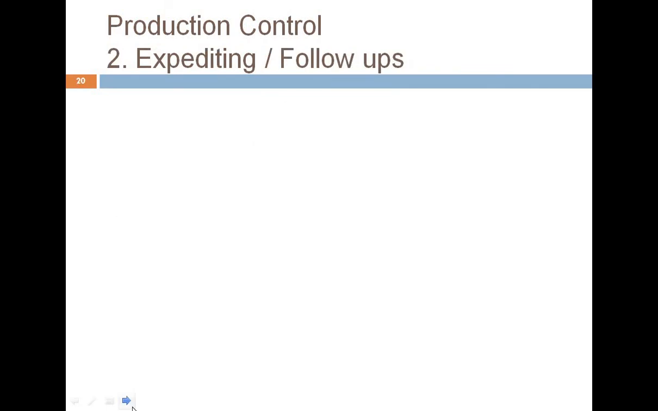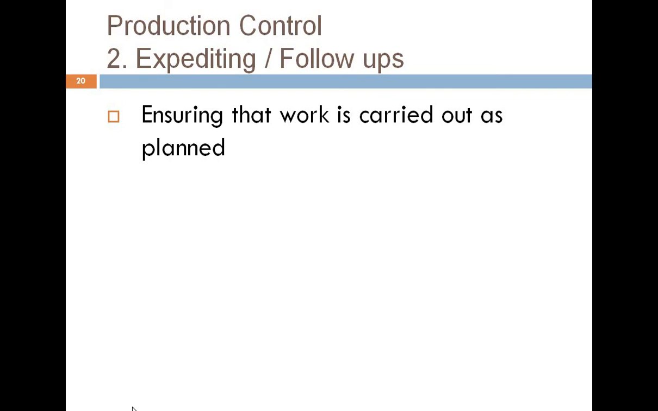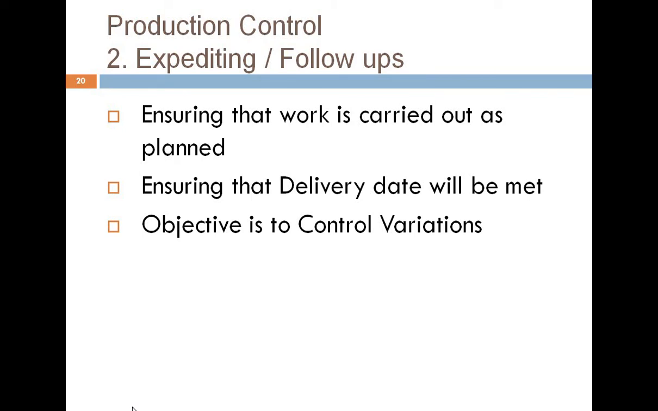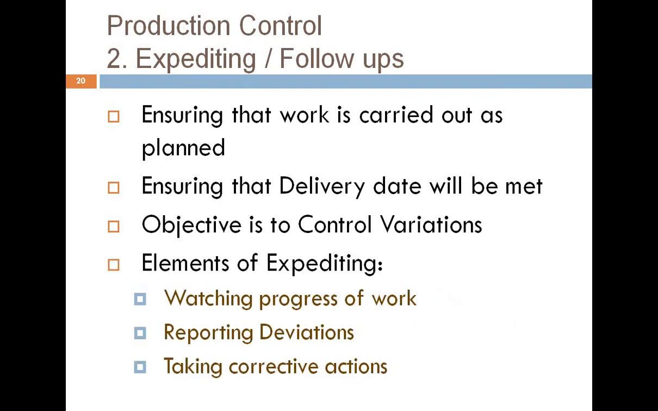Next is expediting, which means follow-ups, ensuring that work is carried out as per plan. Whatever plans we have communicated to the foreman, the department and the workers, they need to carry out the work as per the plan, ensuring the delivery date will be met. The major objective of follow-up is to control variation so that there is no variation between the planned and the actual work. We do this by regularly watching the progress of work. In case there is a deviation, we need to report it to the concerned authorities, and the department needs to take corrective action.